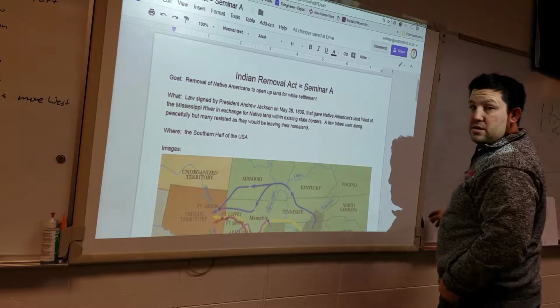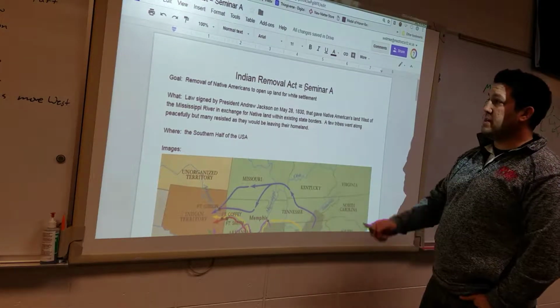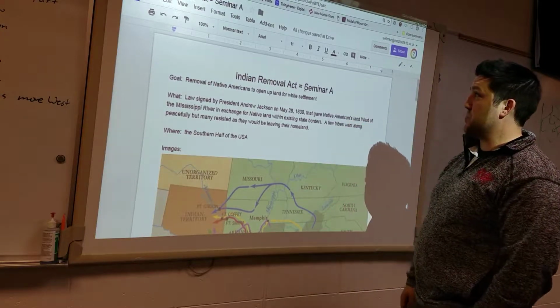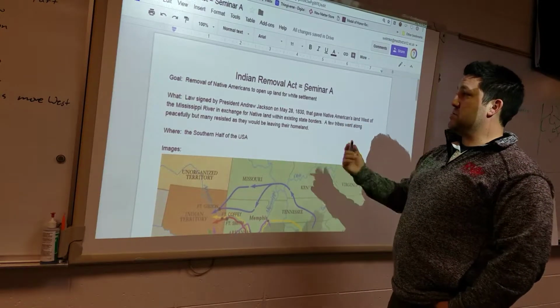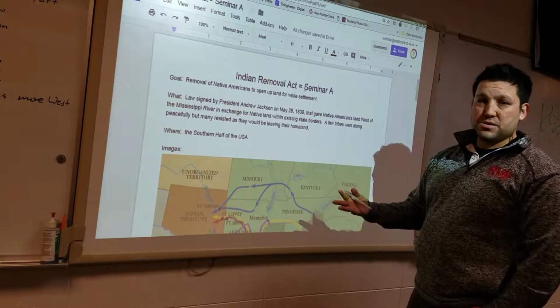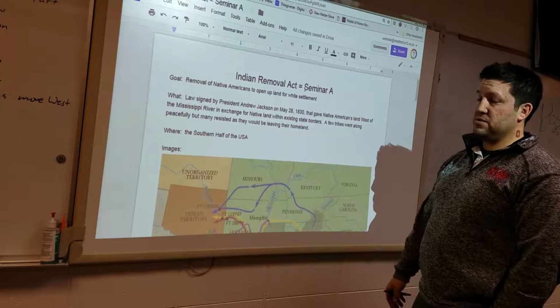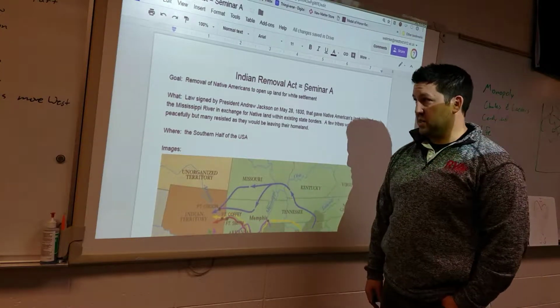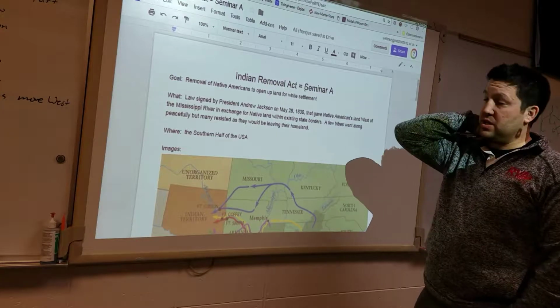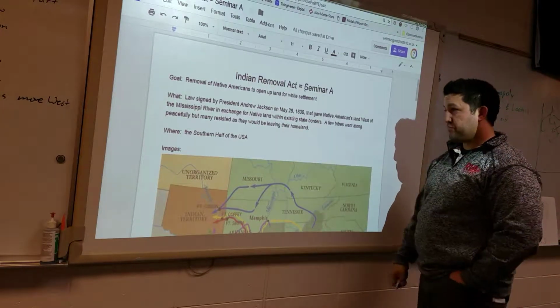Alright guys, this seminar is on the Indian Removal Act. This is Seminar A of the Westward Expansion Unit. Okay, what's the goal of the Indian Removal Act? It is to open up areas of the United States for white settlement. And to do that, they need to remove the Native Americans that live there. This is signed by President Andrew Jackson on May 28th, 1830.